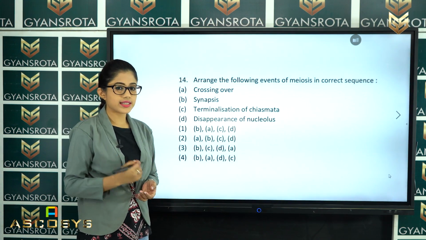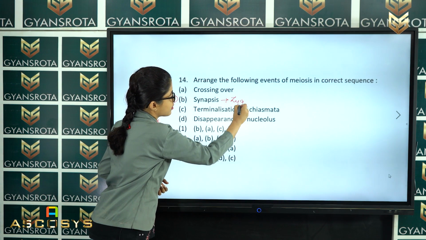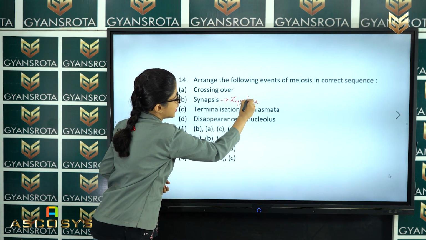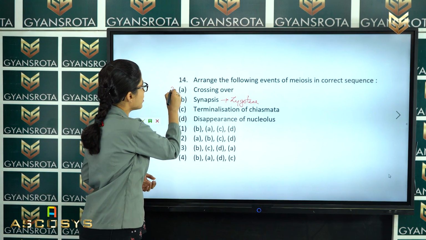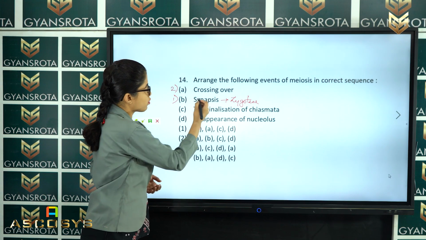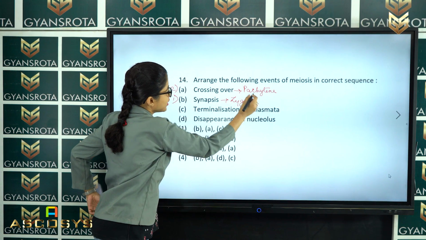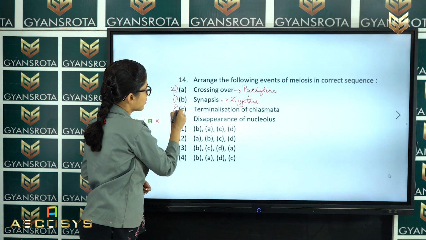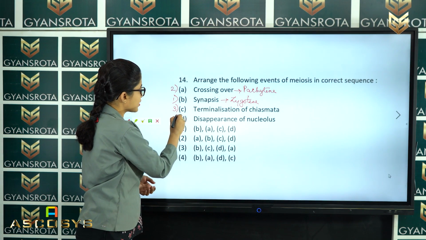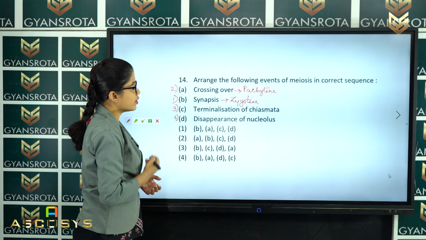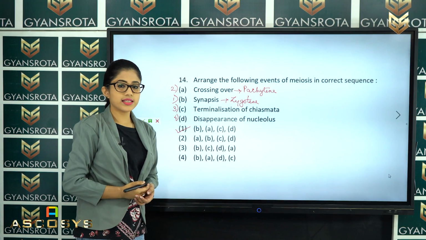So what should be the first statement? That is the synapsis, which takes place in the zygotene stage. Zygotene stage, you remember, takes place in the prophase 1 stage of meiosis 1. Next is the crossing over, that should be 2. So crossing over takes place in the pachytene stage. So zygotene, pachytene, and after that third will be terminalization of chiasmata, and the 4th is disappearance of nucleolus. So among these 4 options, option number 1 is the correct answer of this question.